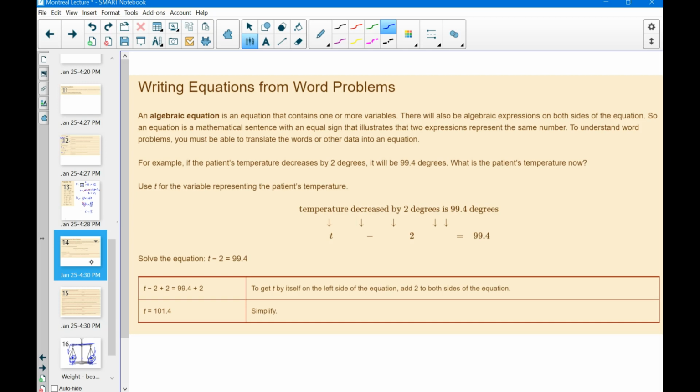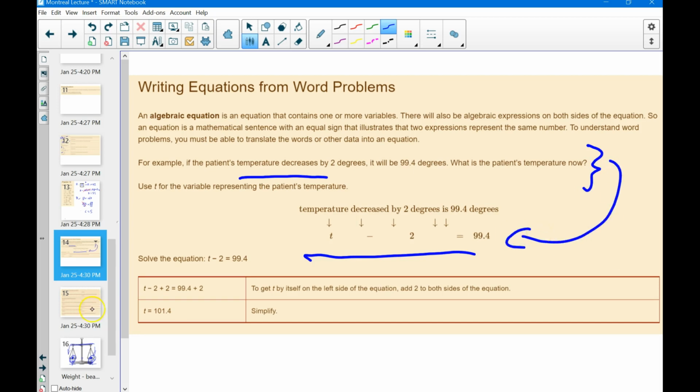Just a few more things to finish up. We have algebraic writing equations from word problems. An algebraic equation is an equation that contains more than one variable. For example, if a patient's temperature is decreased by 2 degrees, it will be 99.4 degrees. What will the patient's temperature be now? The hard part of doing a word problem is turning this phrasing into an expression that goes like this: temperature decreased by 2 equals 99.4. So the hardest part of doing a word problem most of the time is taking it from this point right here and transferring it into a number piece.